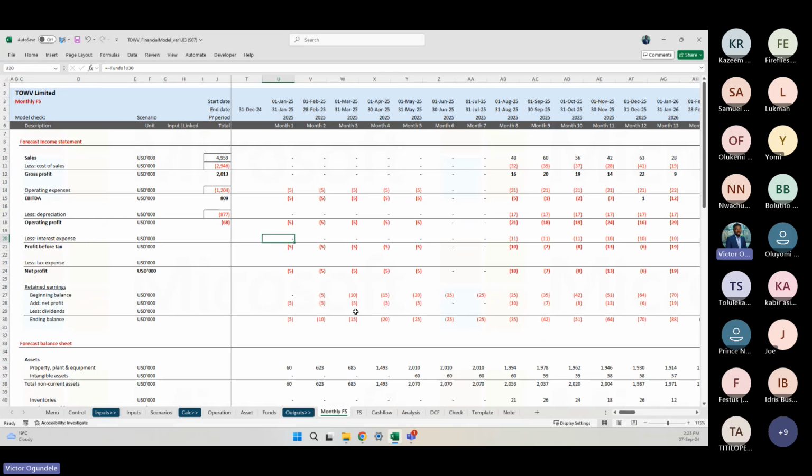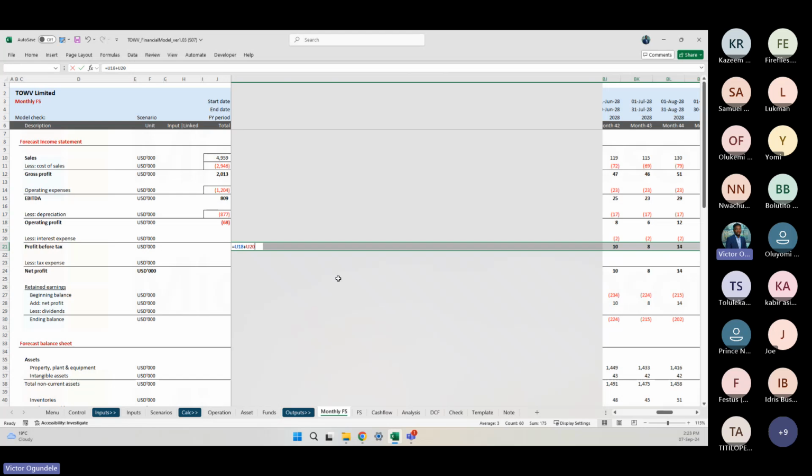Okay, so link my interest expense. Remember to put it in negative, and also remember to update your profit before tax formula, because we are now using a negative convention. I know that some people still prefer the positive, which is fine. So remember to update your profit before tax, which will now be operating profit plus the interest expense, now that the interest expense is a negative value.